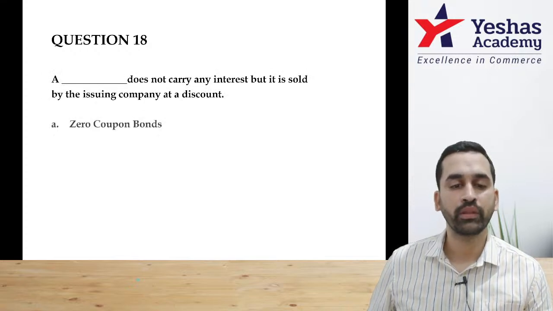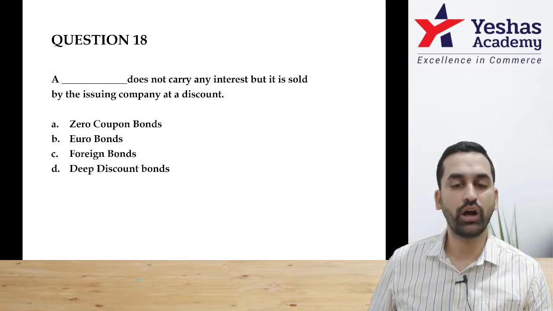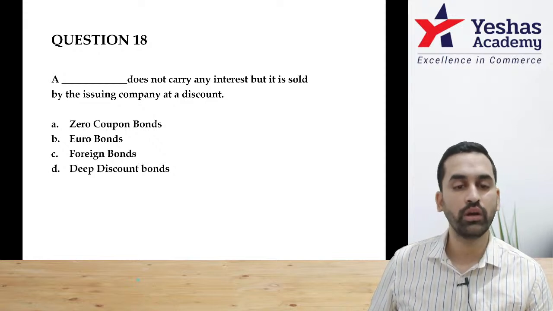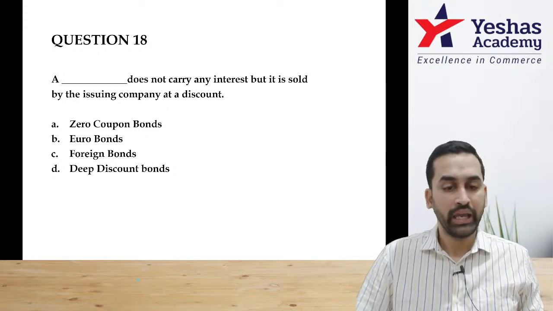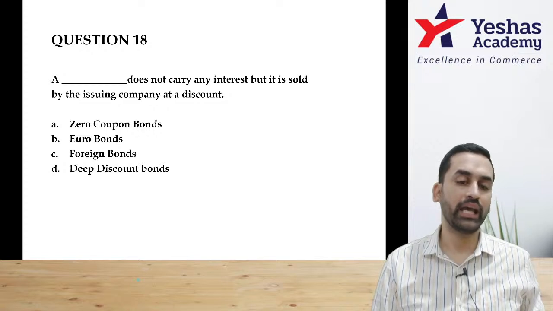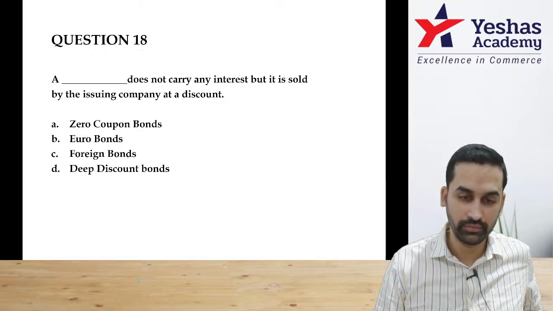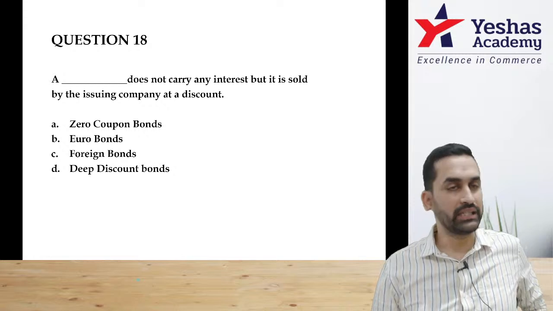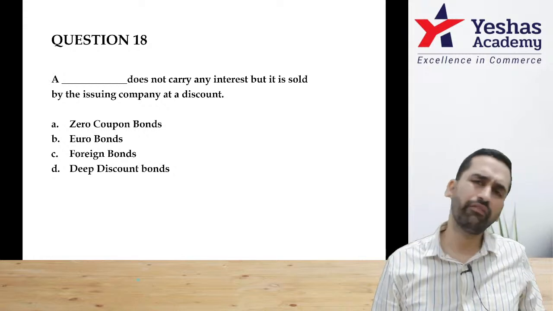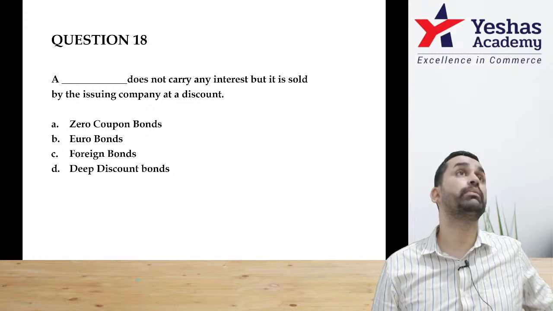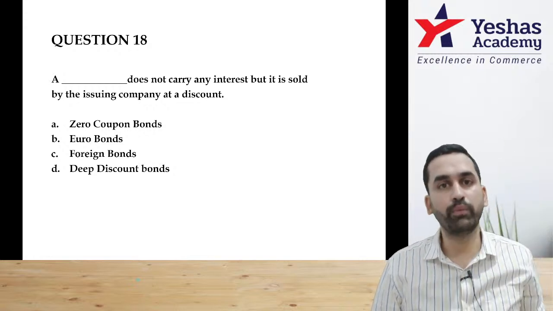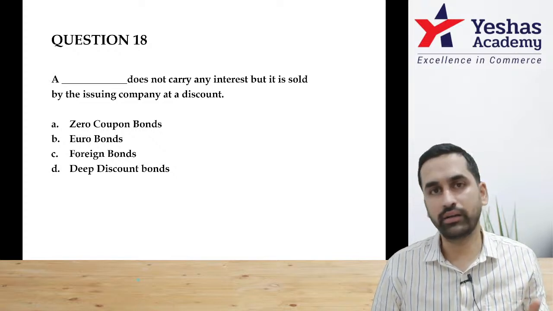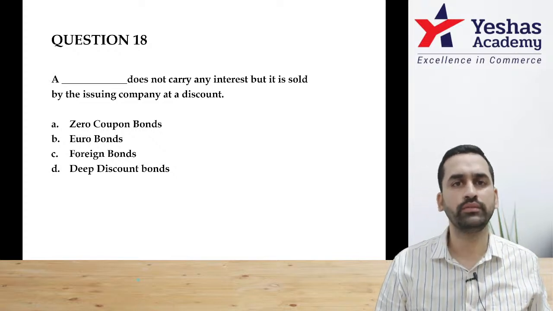Question 18. Dash does not carry any interest, but it is issued or sold by the issuing company at a discount. Now tell me, if somebody has to purchase a bond, all four options are bonds, and it says there is no interest paid, then why should they buy? Sir, it will be issued at a discount but redeemed at par. Think about it. A 100 rupee bond. If you give 100, they will return 100. No interest. Why should you invest?